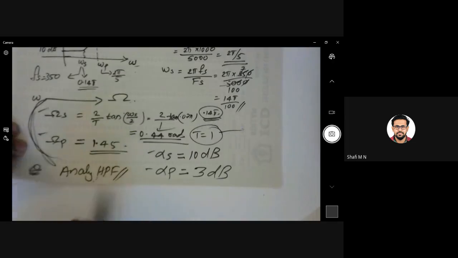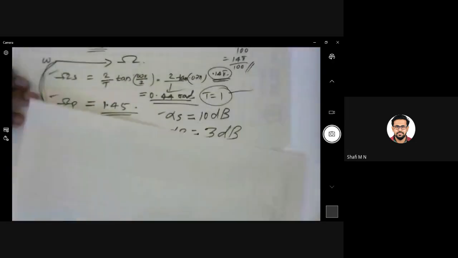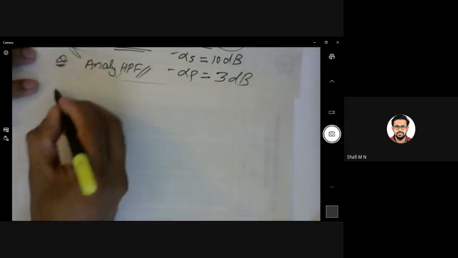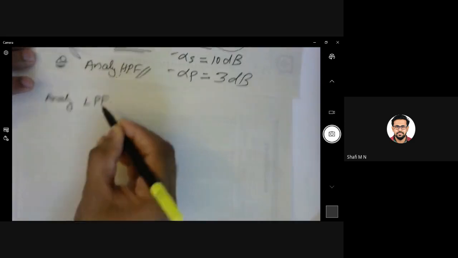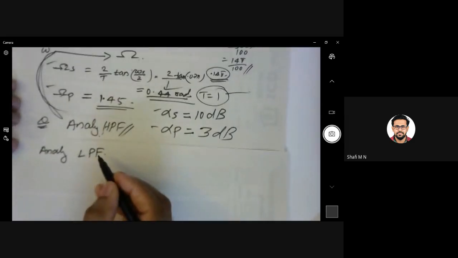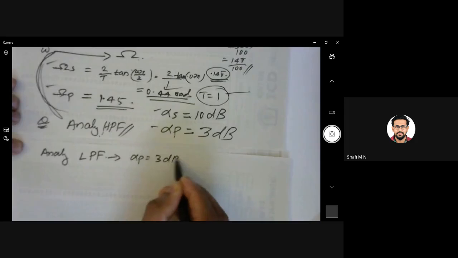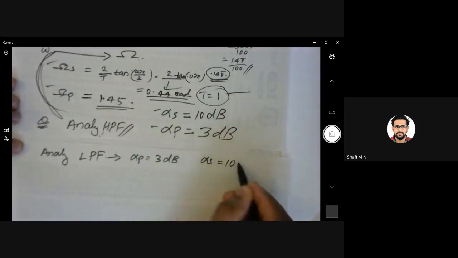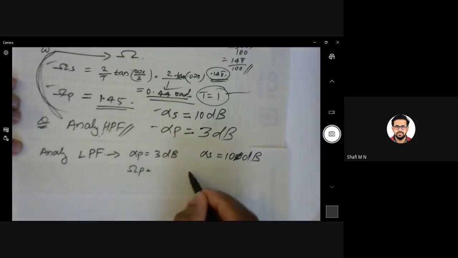So first you have to start with an analog low pass filter. First you have to design the analog low pass filter. So what is the change when you design the analog low pass filter? Alpha p is 3 dB. That's fine. Alpha s is, sorry, 10 dB. Now what is the omega p value and what is your omega s value?